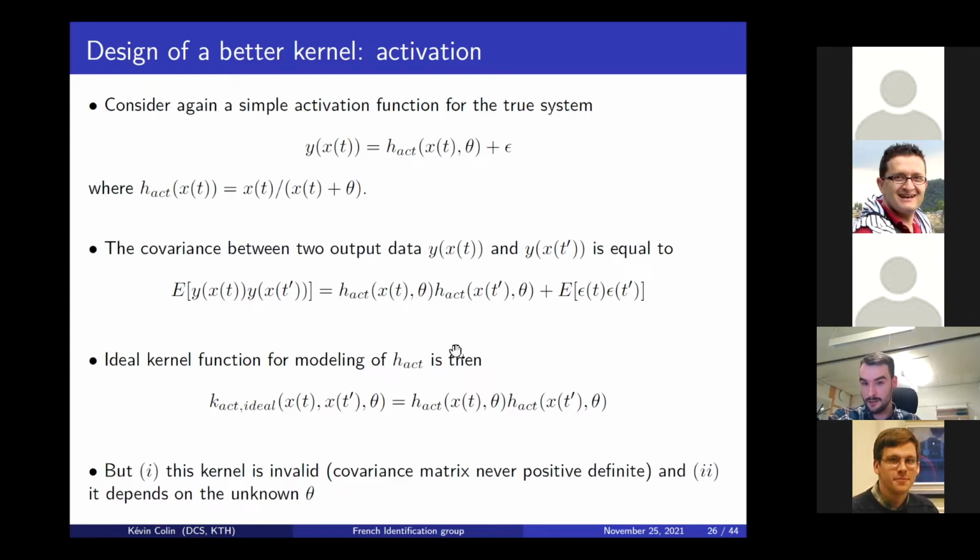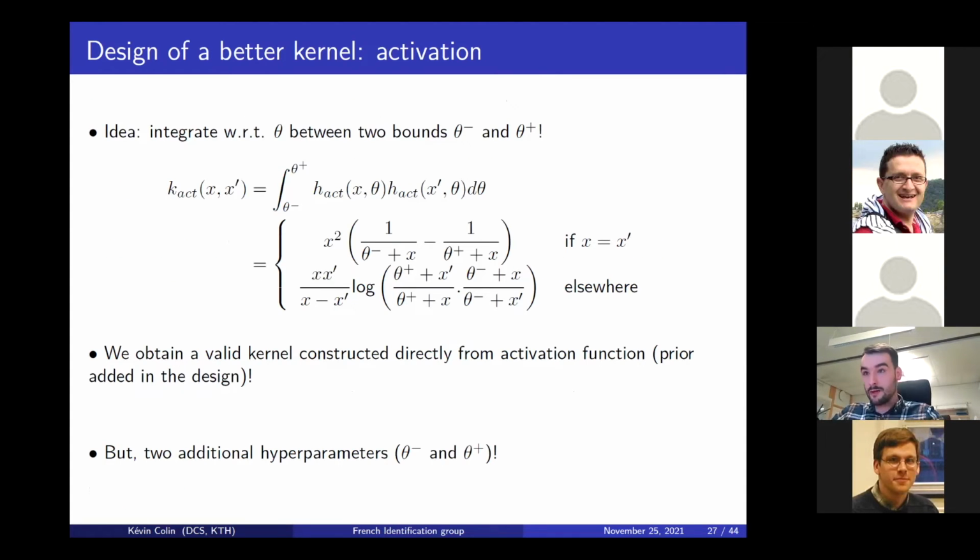So the idea we have considered here in the design of the kernel is that we integrate the ideal kernel between two bounds, theta minus and theta plus. And for activation functions, this is the kernel you obtain when you solve the integration here. The nice thing is that the kernel we obtain is valid, meaning that if you have an input data set, you will construct a covariance matrix which will be invertible. That's nice. However, by doing the integral, we introduced two hyperparameters, theta minus and theta plus. So we increase the complexity of the GP regression.